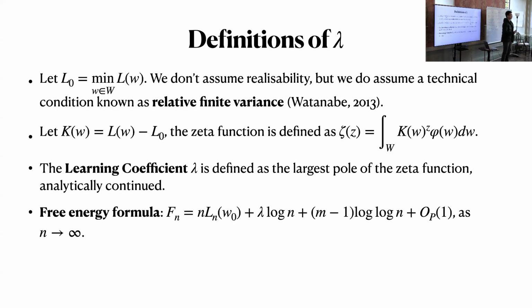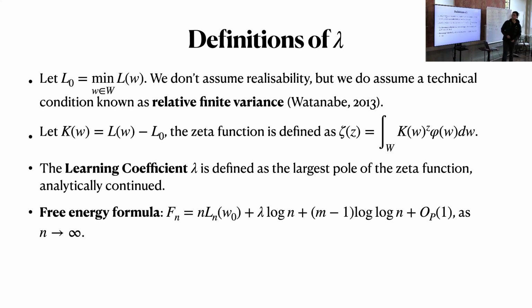Okay, so definition of lambda. So learning coefficient or RLCT. So let L naught be the minimum of the potential energy over the entire parameter space. And here we already implicitly assume that this minimum exists and is attainable. That's why we call it minimum in the parameter space. We don't assume realizability, meaning we don't assume that there exists a parameter W naught such that the model at W naught is exactly the true distribution Q.